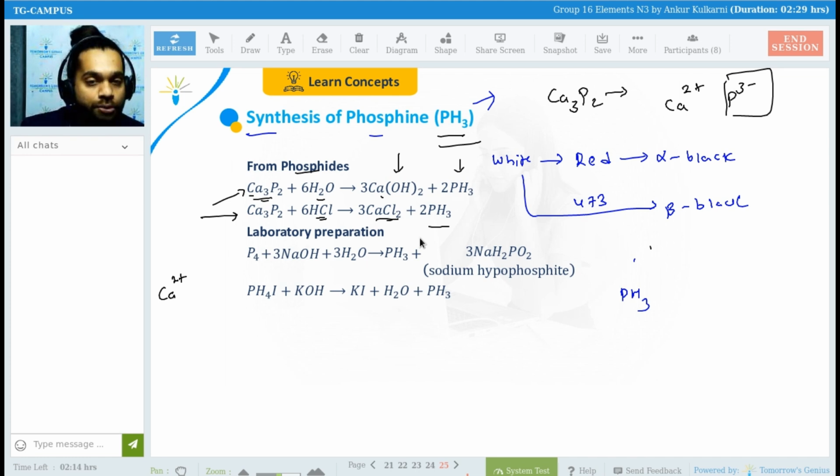Come on, write down these two preparations quickly and tell me done in the chat box. Important. These are important, and can come in the exam in statement type questions. Very common in statement type questions.